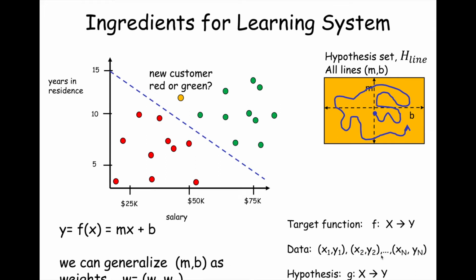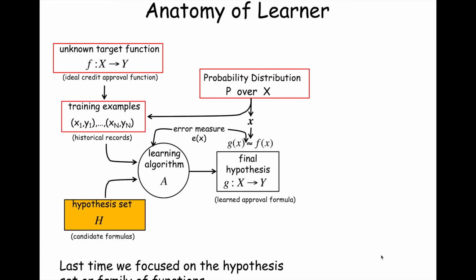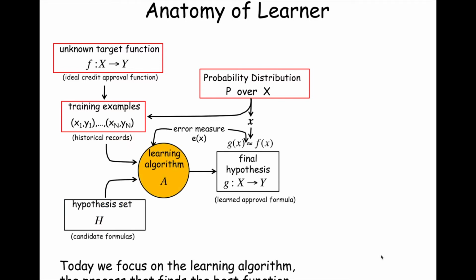Okay, so the architecture, we talked about the anatomy of a learner, and the red were those parts that you have no control over, but you still need to understand what their role is. And the black are things that you do have control over, namely the hypothesis set, learning algorithm, and the error measure. And so we focused last time on the hypothesis set. Our focus for this module is going to be on the learning algorithm. And in particular, I'm going to show you something called the perceptron learning algorithm, or PLA, how it works mathematically.